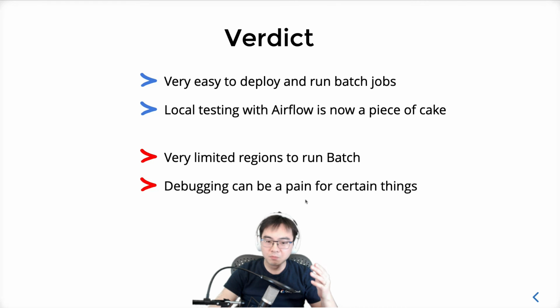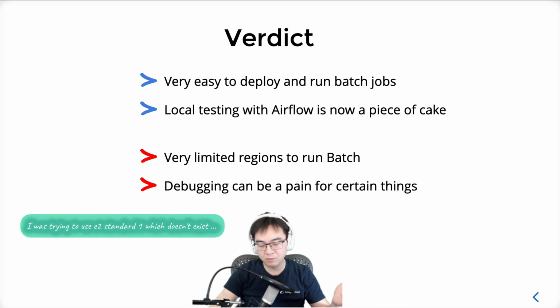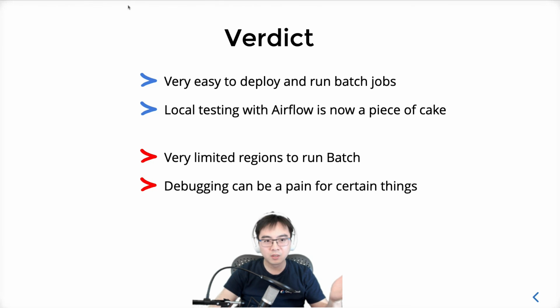Debugging can be quite a bit of a pain for certain things. What I do remember is, for example, when you submit a job, I made a mistake because I thought I had a one core machine for the E2 instance, but obviously there isn't one, right? So when I submitted the job, it just says it's failed. And all it says is failed. There's absolutely nothing in the log. It just says it's failed.